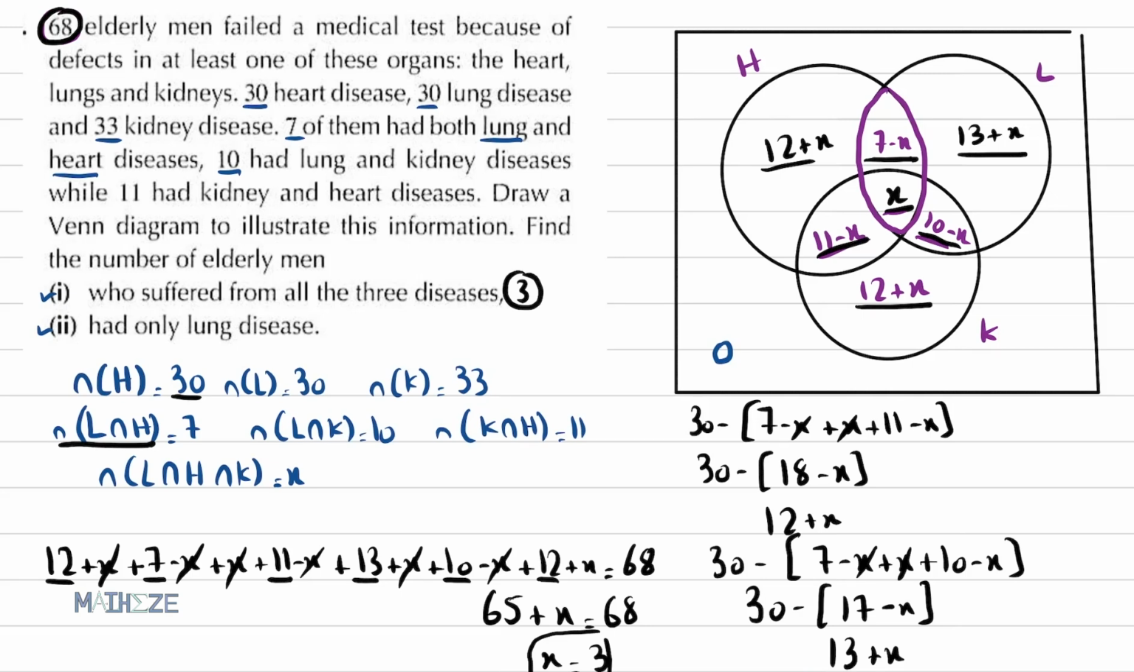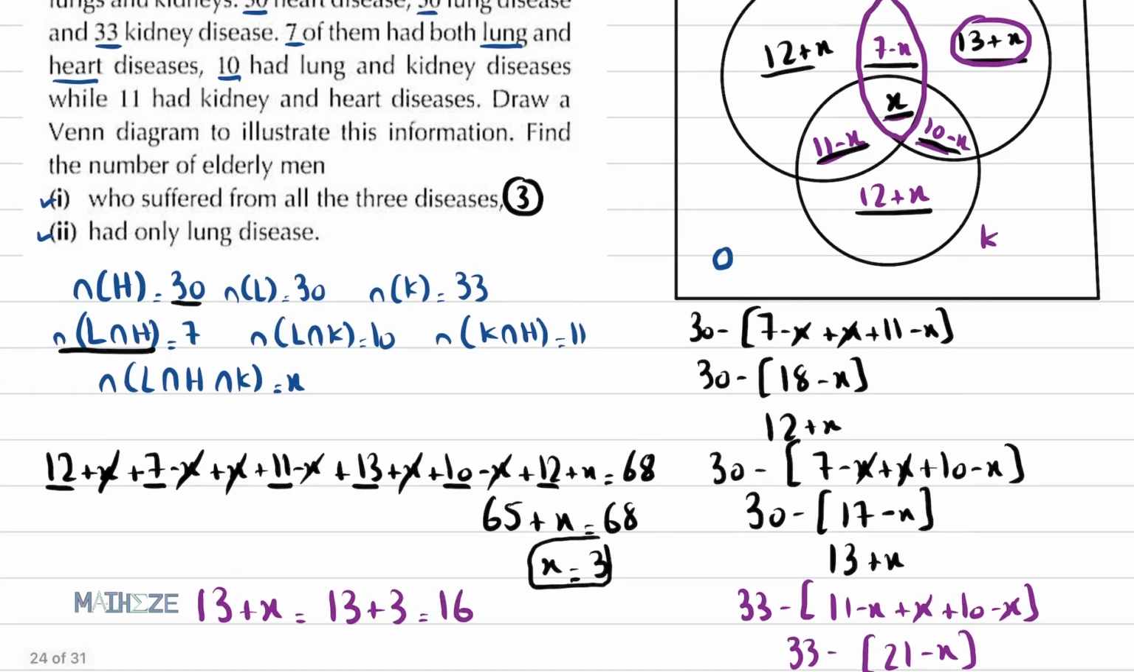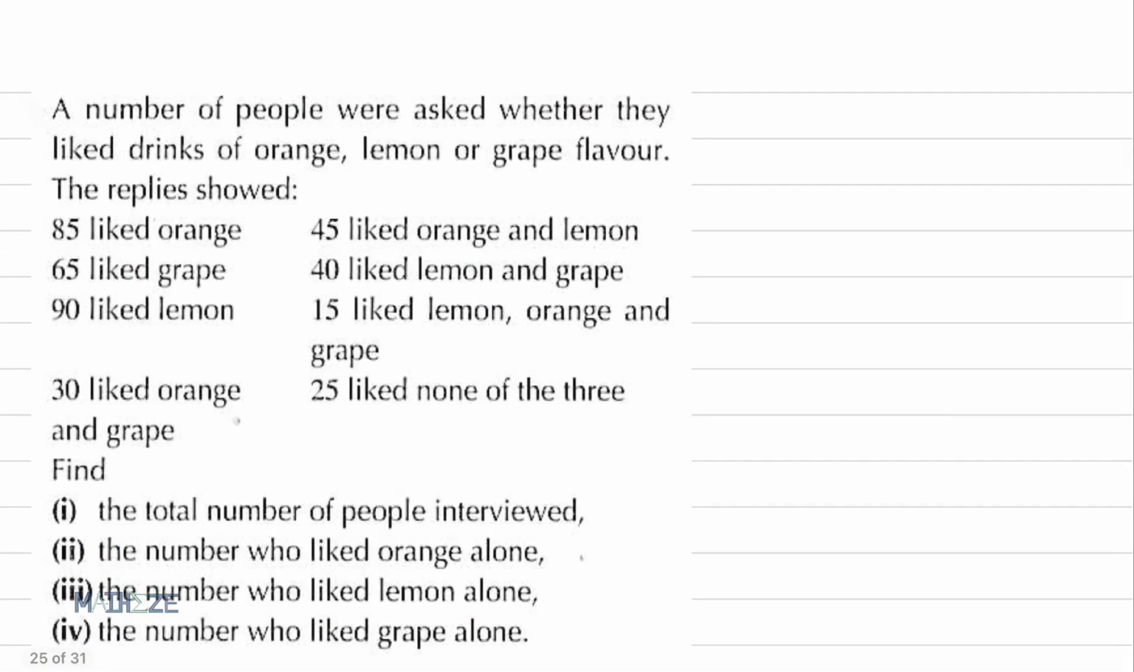Then it says only lung disease. The only lung disease are these people. It's going to be 13 plus x. What's x? 3. So 13 plus 3 is what? It's 16. Got this? Now let's move to the next question.